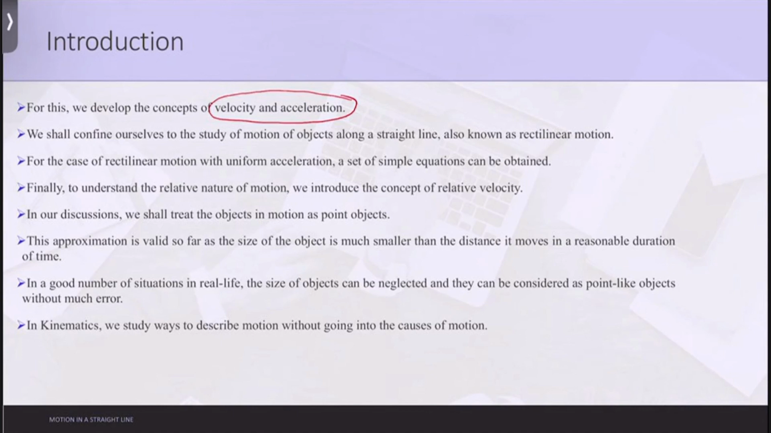Please remember, velocity is different from speed. That aspect will be cleared in much detail after the completion of this chapter, so you will understand very clearly what is the difference between velocity and speed.